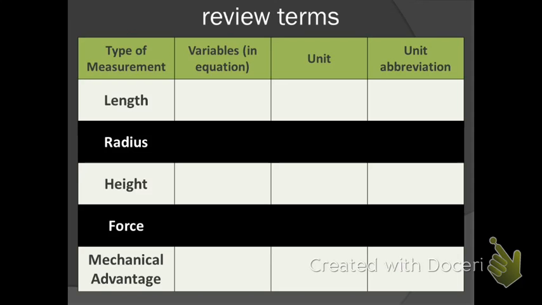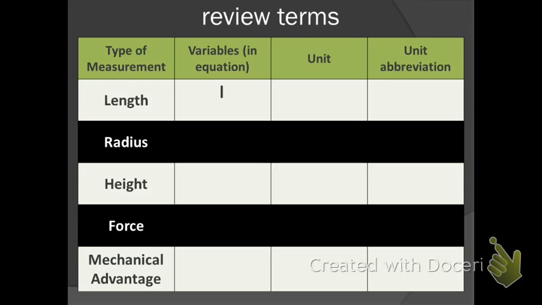Let's review some terms. We've done this several times. You need to know the variable for these terms. You need to know the unit it's measured in and the unit abbreviation. So what is the variable for length? It's a one-letter abbreviation for length. L. So if you were looking in an equation and you saw lowercase l, you would know that meant length.